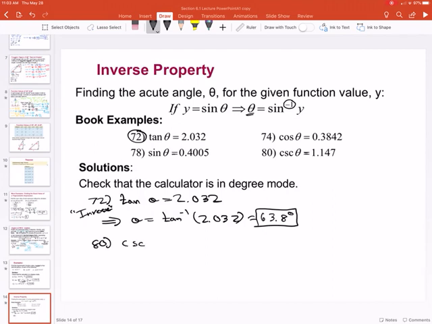In 80, I've got cosecant theta equal to 1.147. Now, I like this one. This would be a good test question. And the reason I say that is, remember, we don't have a cosecant shortcut key. So let's first rewrite it with sine.